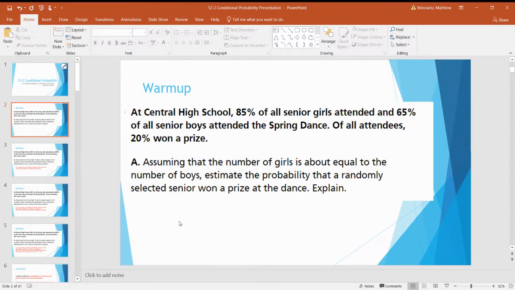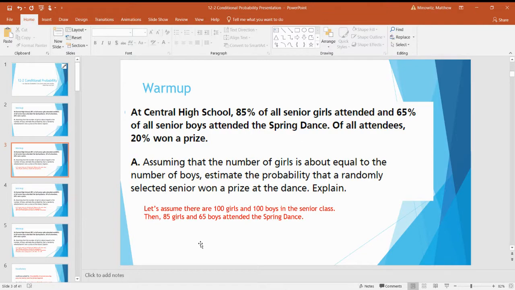Now, when I see a problem like this, and they don't tell me the numbers, they just tell me percents, I like to always assume that there's 100 people. So in this case, I'm going to assume that there's 100 girls and 100 boys, because they said there's about an equal amount of people in the class, and 100 makes my calculations really nice. So 85 of the girls attended, and 65 of the boys attended. So what that means is 150 people attended, and then the problem also tells me that 20% won a prize.